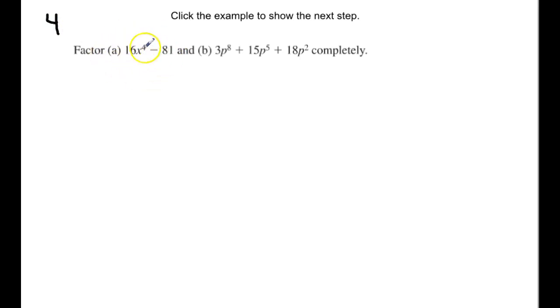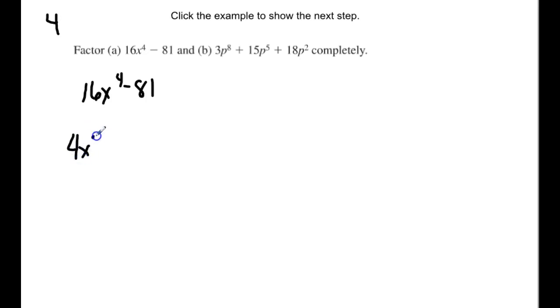So here, let's look at A. I've got 16x to the 4th minus 81. So the first thing I want to do is see if there's any common value that I can pull out of both terms, which there's not. But I do notice that I'm subtracting, and I know the square root of both of these, so this is going to be my difference of 2 squares. So I first want to write it out as my difference of 2 squares.